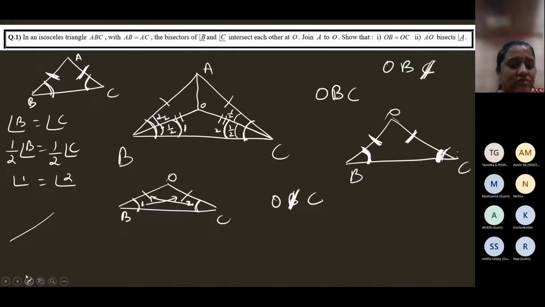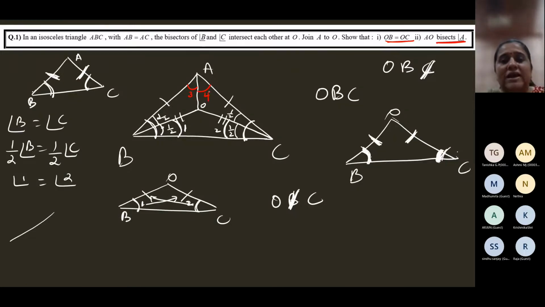So that's how you prove the first part. OB is equal to OC. Now you'll have to prove that AO bisects angle A. This is AO. It bisects angle A. That means you should prove that this angle is equal to this angle. You must prove that angle 3 is equal to angle 4.